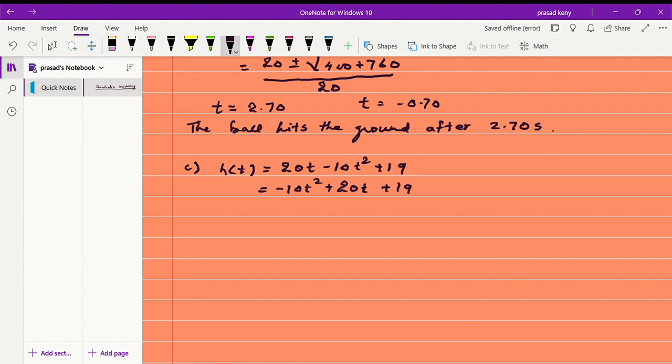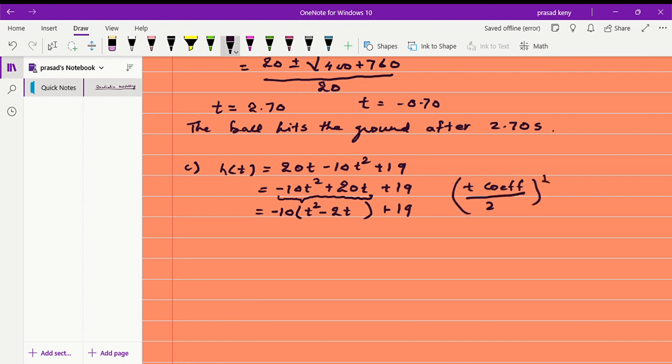Now I'm going to use the completing square method here. So I'll take the t square and t terms together and take the t square coefficient out so that inside the bracket the t square coefficient will become 1. So I am taking minus 10 out. So this will be minus 2t here plus 19. Okay. So I will take the t coefficient. Now instead of the x coefficient it will be the t coefficient divided by 2 and square it.